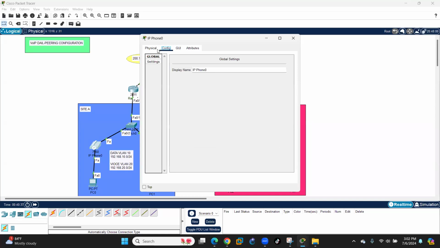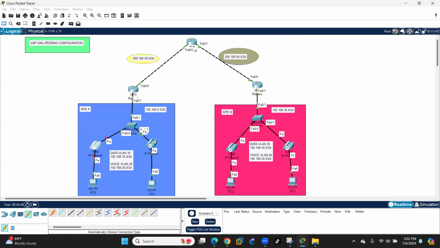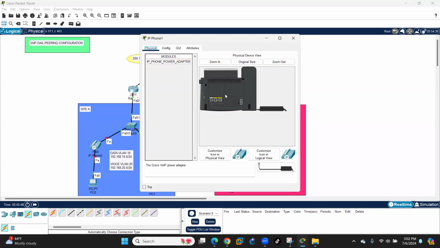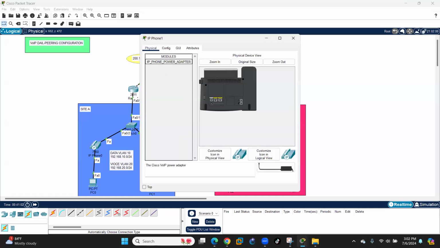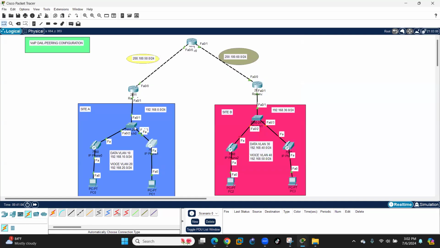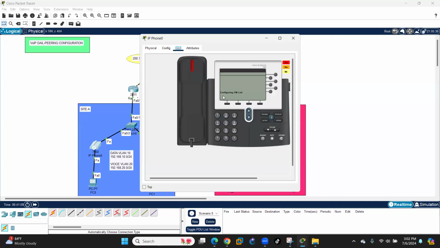So what I normally do is remove this power, put this power out, then try to put the power back in, because it takes time. So if you are successful, we are waiting for it to finish configuration.